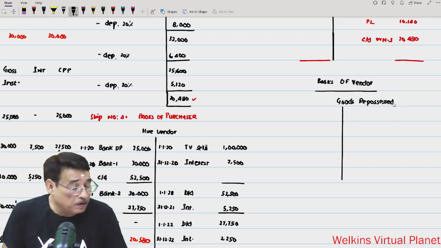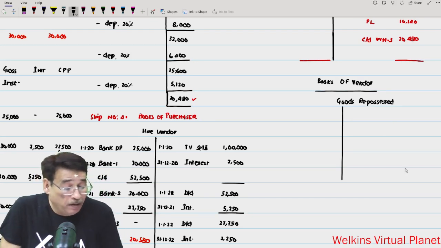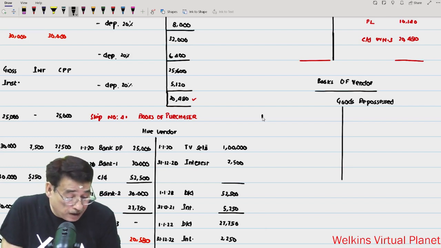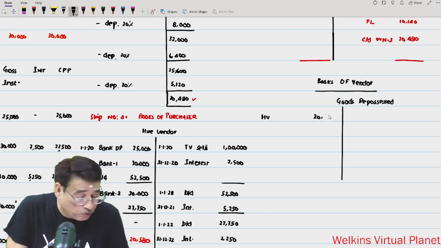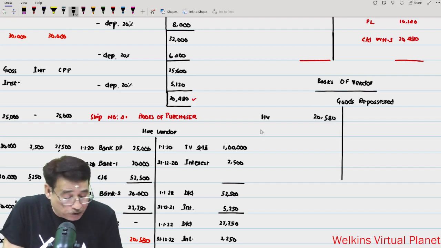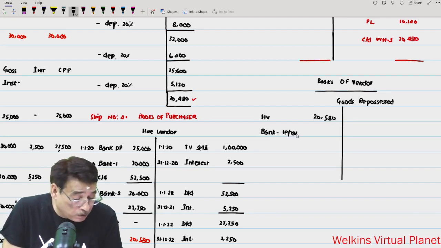So, goods repossessed account I am going to prepare. First of all, I am going to write here to hire vendor, 3 TV sets have been repossessed at 20,580. And it was given in the question that the hire vendor incurred some amount on repairs, I think, some amount on repairs to the extent of 5,000. And then he sold these items.